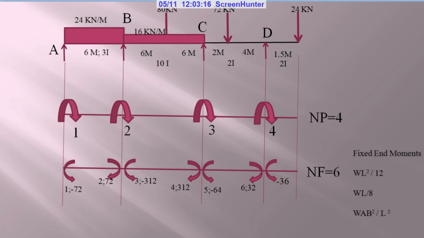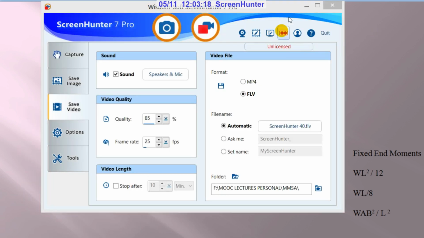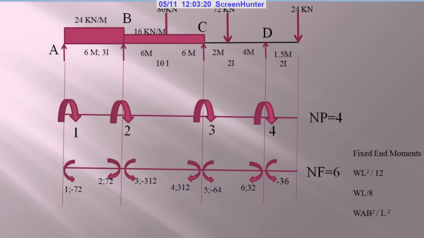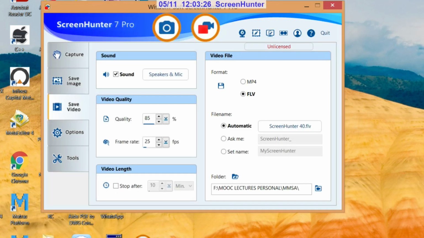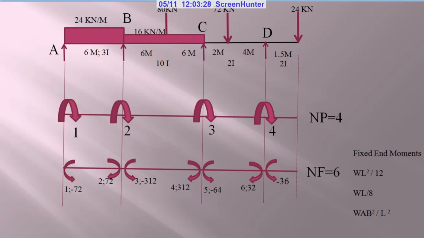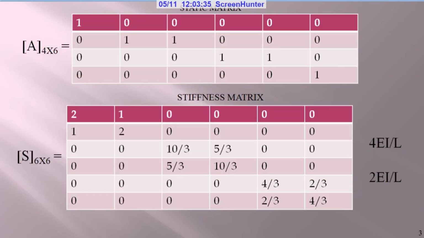So in this numerical we have seen that the number of rotations in continuous beam were 4 and number of fixed end moments were 6. How to calculate the fixed end moments we have discussed already. So today we shall discuss how to develop the static matrix, which I have abbreviated by A.